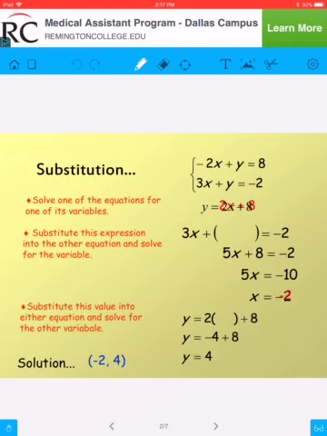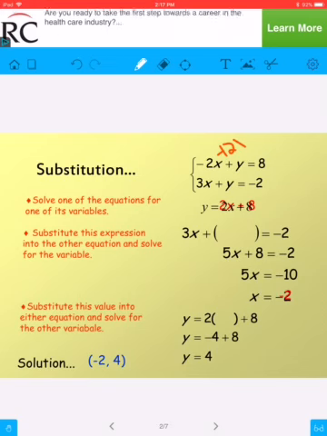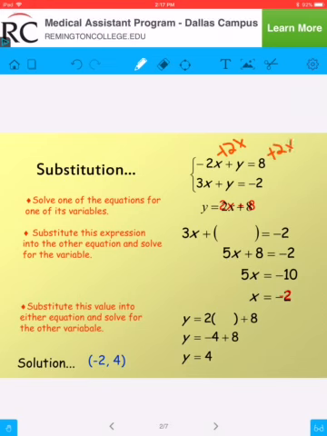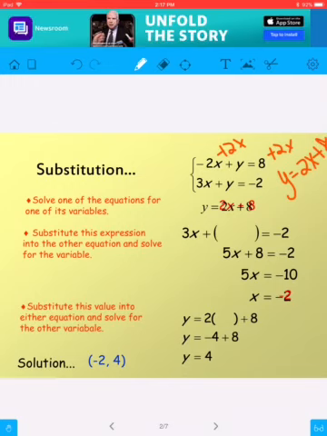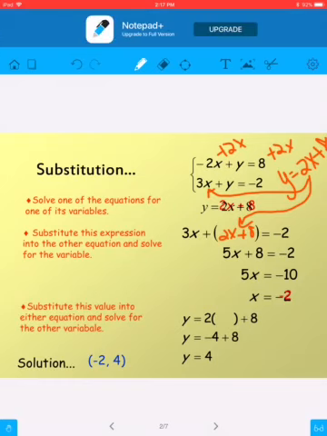So I have negative 2x plus y equals 8, so I can add 2x to each side so that I have y equals 2x plus 8. And now I can take that 2x plus 8 and plug it in for y in the other equation. So I have 3x plus, instead of y, I'm plugging in 2x plus 8 equals negative 2.